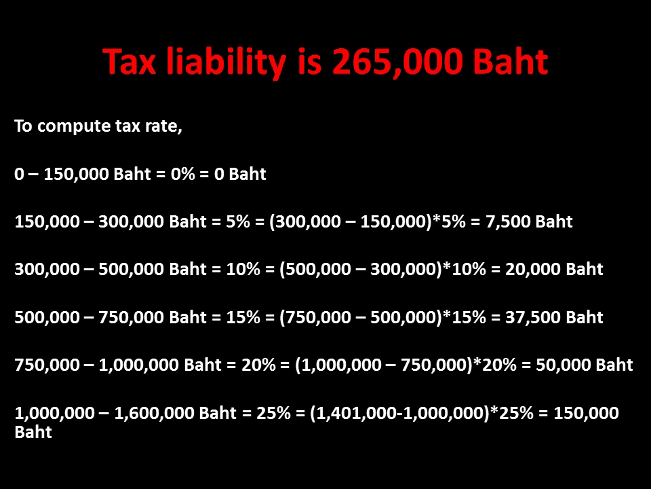Altogether gives you the tax liability of Mr. John: 265,000 baht. Obviously, at the end, you need to calculate 25% of 600,000 baht because the income of Mr. John is 1,600,000 baht, which means that the last part of his income will be 600,000 baht. You calculate 25% of 600,000 baht, which is 150,000 baht. Then you sum up everything, the previous rates that you apply, altogether the tax liability of Mr. John will be 265,000 baht.